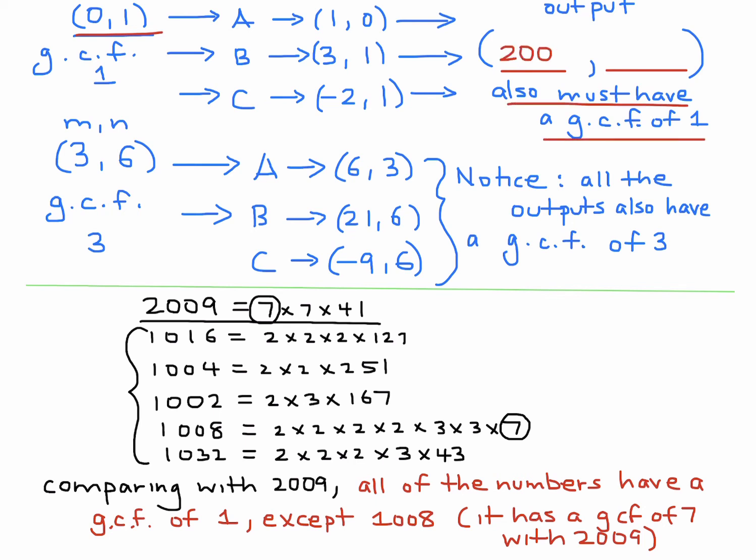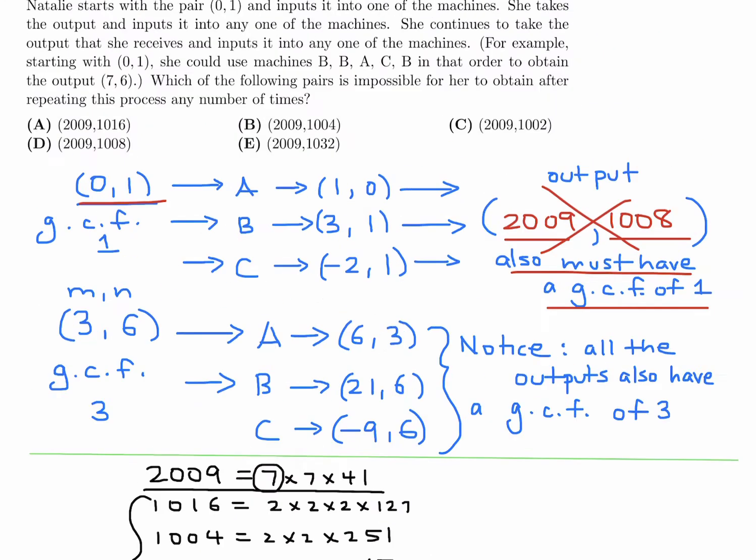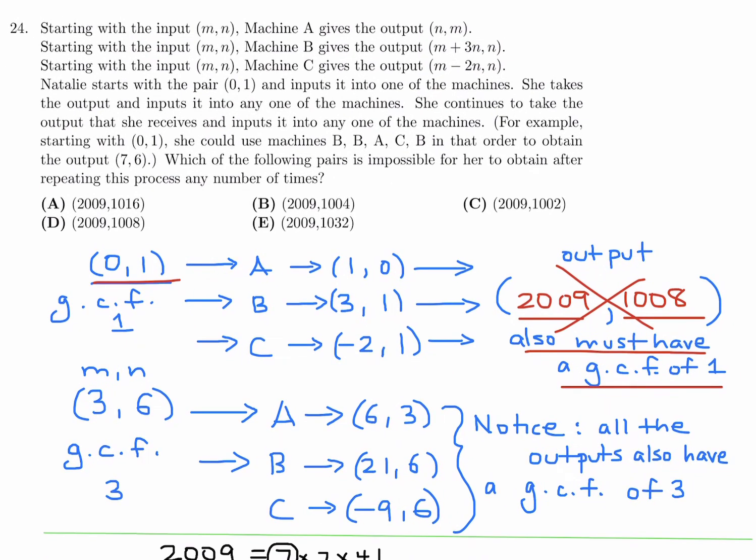If you put 2009 and 1008 here, that won't work because these two have a GCF of 7. And there's no way to get a GCF of 7 if you're starting with (0, 1), because the GCF is maintained throughout this process. So that is the only one that is not possible. All the other ones can be placed in there as an output. So number 24, the answer is D.